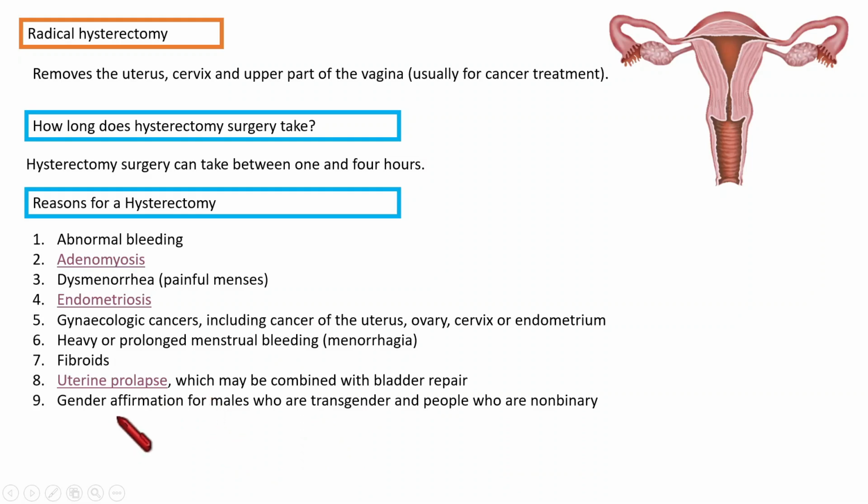And also in the situation of gender affirmation. Gender affirmation means for a transgender person to become either male or female, that person may need to undergo a hysterectomy to affirm that person's gender. And for non-binary people also, hysterectomy is a solution to become either male or female. Non-binary means that the person is not a male or female, that is non-binary. So these are the reasons to undergo hysterectomy.